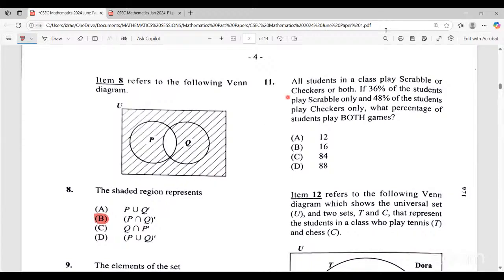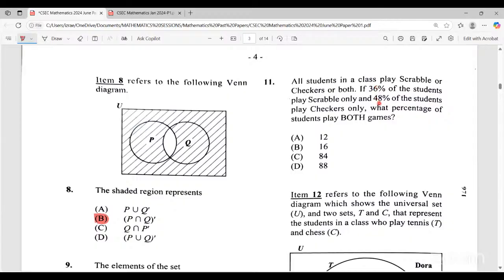Number 11. Did this question before, I think it was yesterday. Students in a class play Scrabble or checkers or both. So there's only 3 options. 36% of the students play Scrabble only. 40% of them play checkers only. What percentage of students play both games?